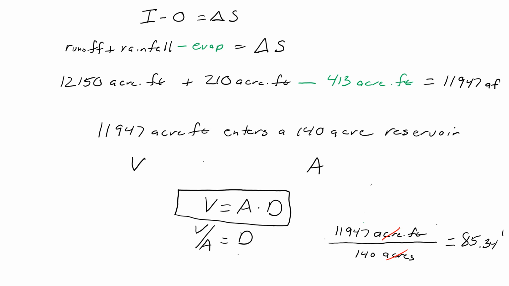Volume is an area times a depth. This unit, acre feet, that is a volume. Acres are an area, feet is depth. It's really easy with acre feet to solve for depths, things like that. So that's why we use it.